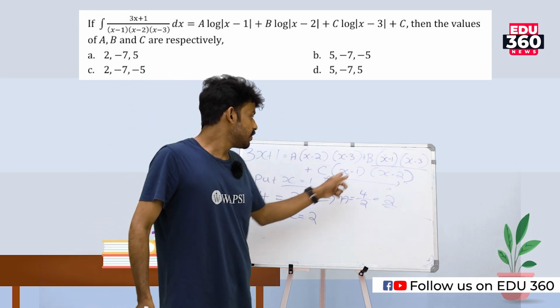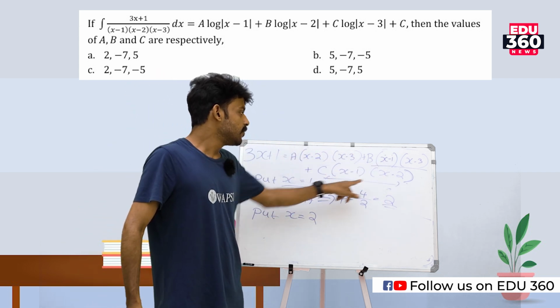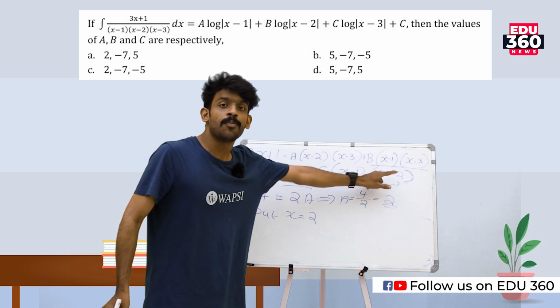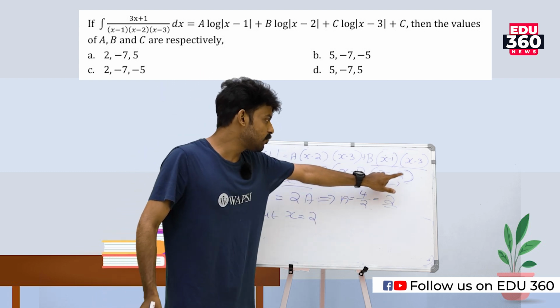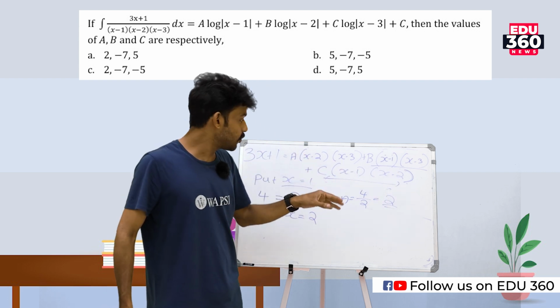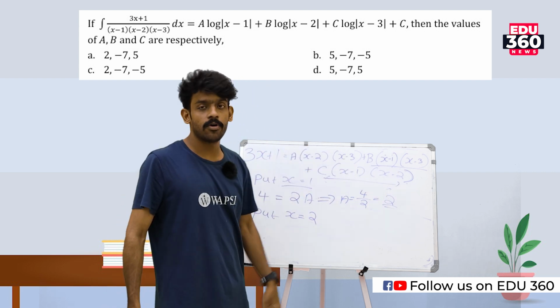And here, look at this term. So here also, x minus 2. If you are substituting the value of x is equal to 2, here it will become 2 minus 2, 0. So 0 into any term means 0. So A and C, both of them become 0.